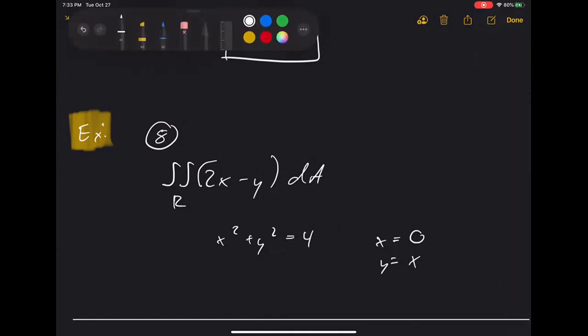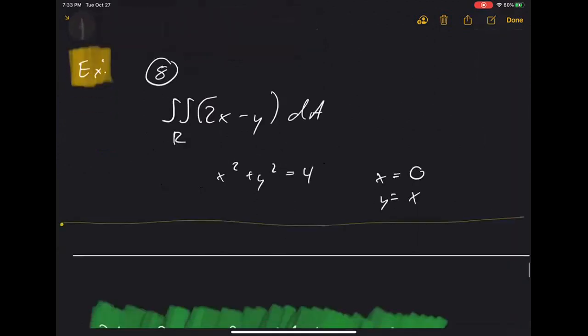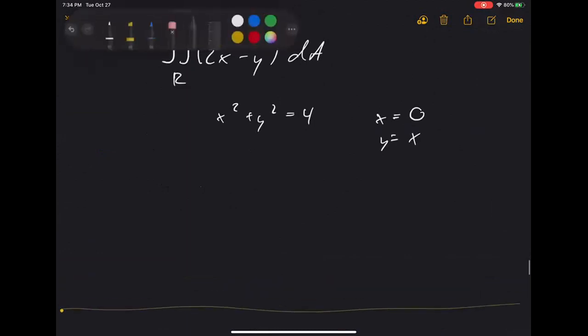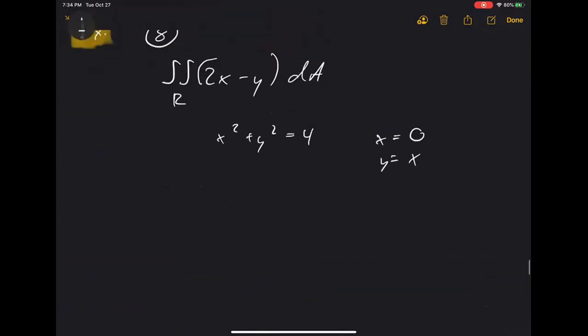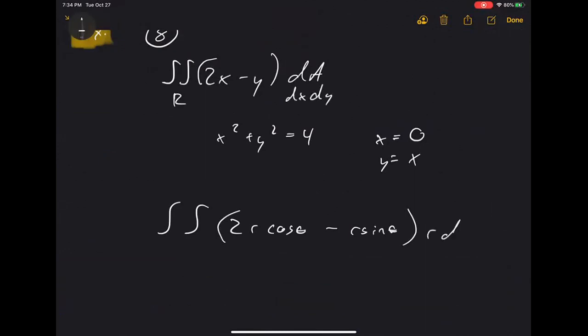All right. Converting the stuff inside the integral is easy. That's the kind of low-hanging fruit. My x becomes r cosine theta, so I have 2r cosine theta minus r sine theta. My y becomes r sine theta. And then my dA, if I was going to write it as dx dy, becomes r dr d theta. Replacing dx dy with r dr d theta.